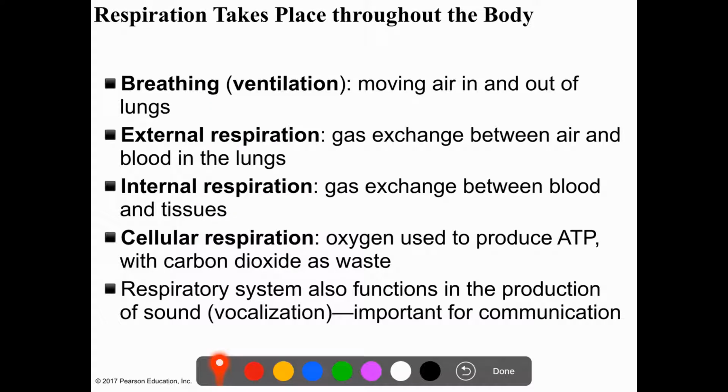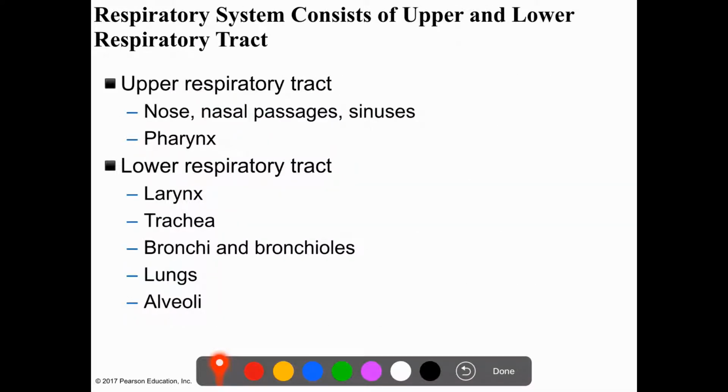Internal respiration is the gas exchange between the blood and tissues and cells. And also we have the cellular respiration, which is the oxygen used to produce ATP with carbon dioxide as waste. Respiratory system also functions in the production of sounds, which is important for communication. However, what we are going to study in this chapter will focus on the respiration process and function of the respiratory system. Let's see the parts of the respiratory system.